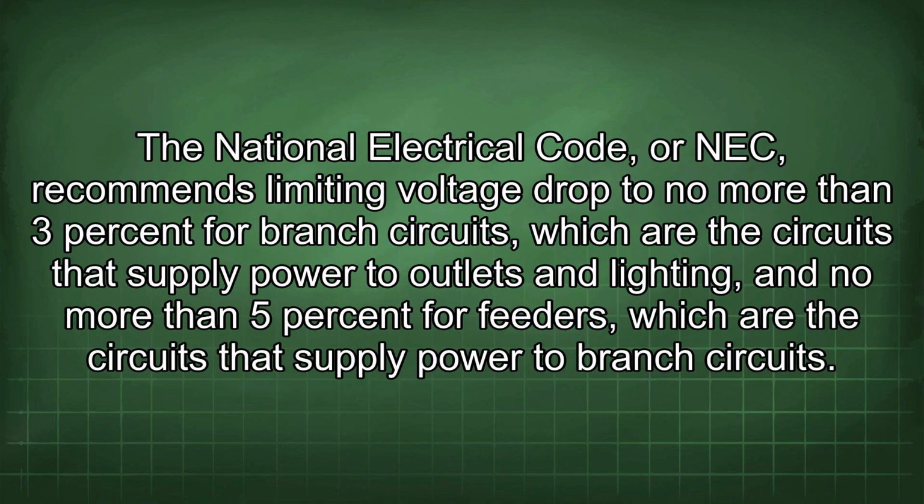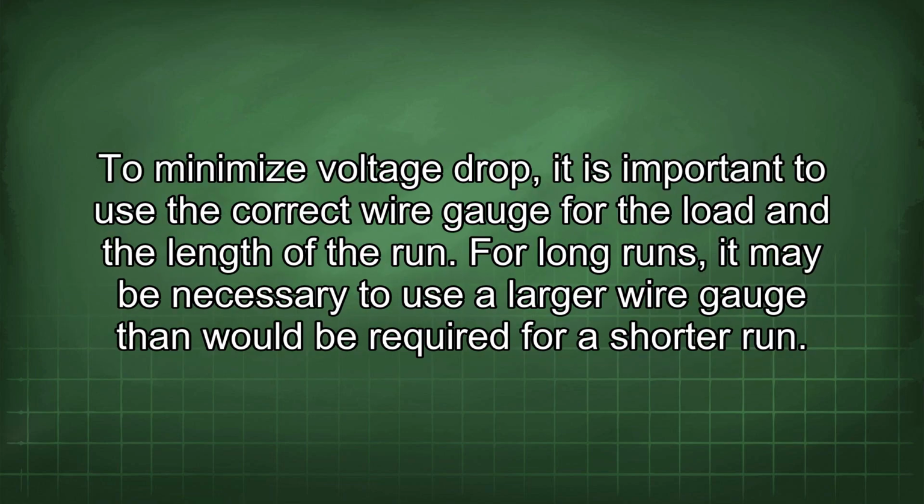The National Electrical Code, or NEC, recommends limiting voltage drop to no more than 3% for branch circuits, which are the circuits that supply power to outlets and lighting, and no more than 5% for feeders, which are the circuits that supply power to branch circuits. To minimize voltage drop, it is important to use the correct wire gauge for the load and the length of the run. For long runs, it may be necessary to use a larger wire gauge than would be required for a shorter run.